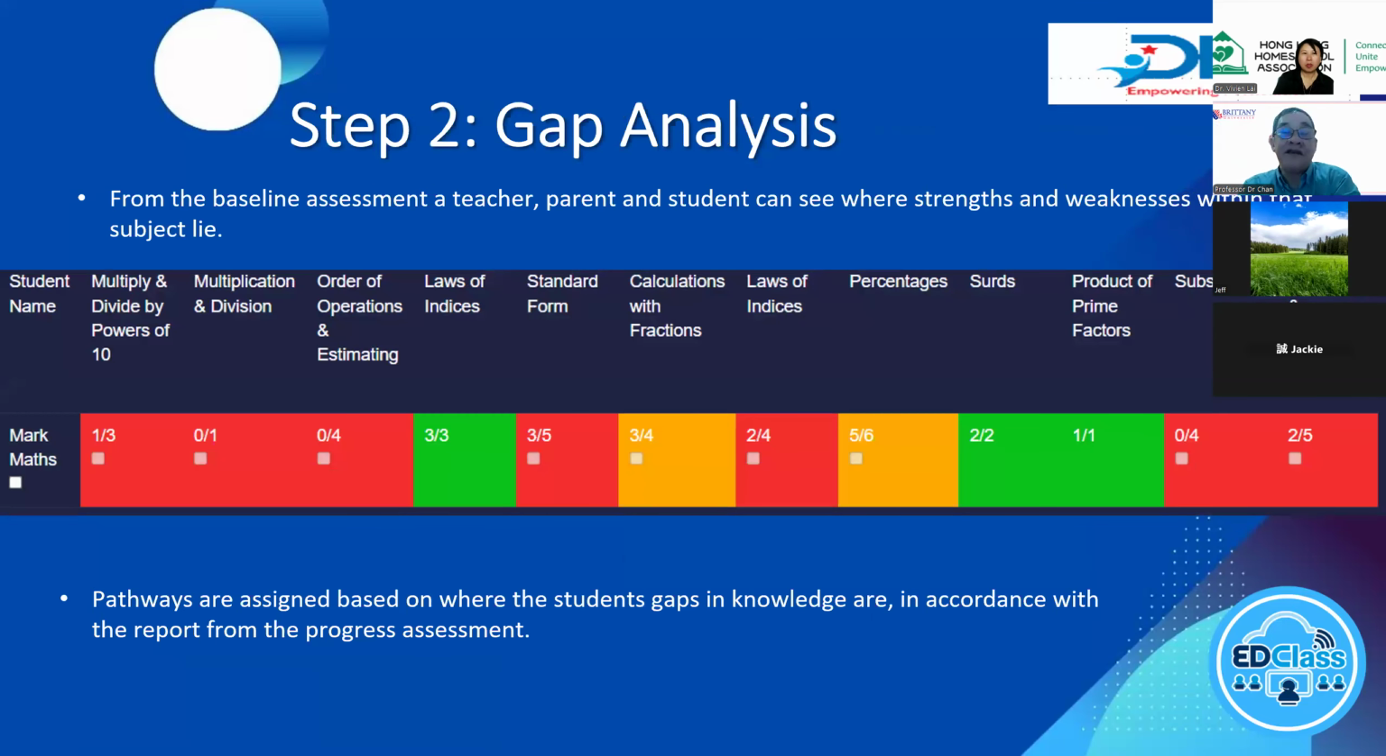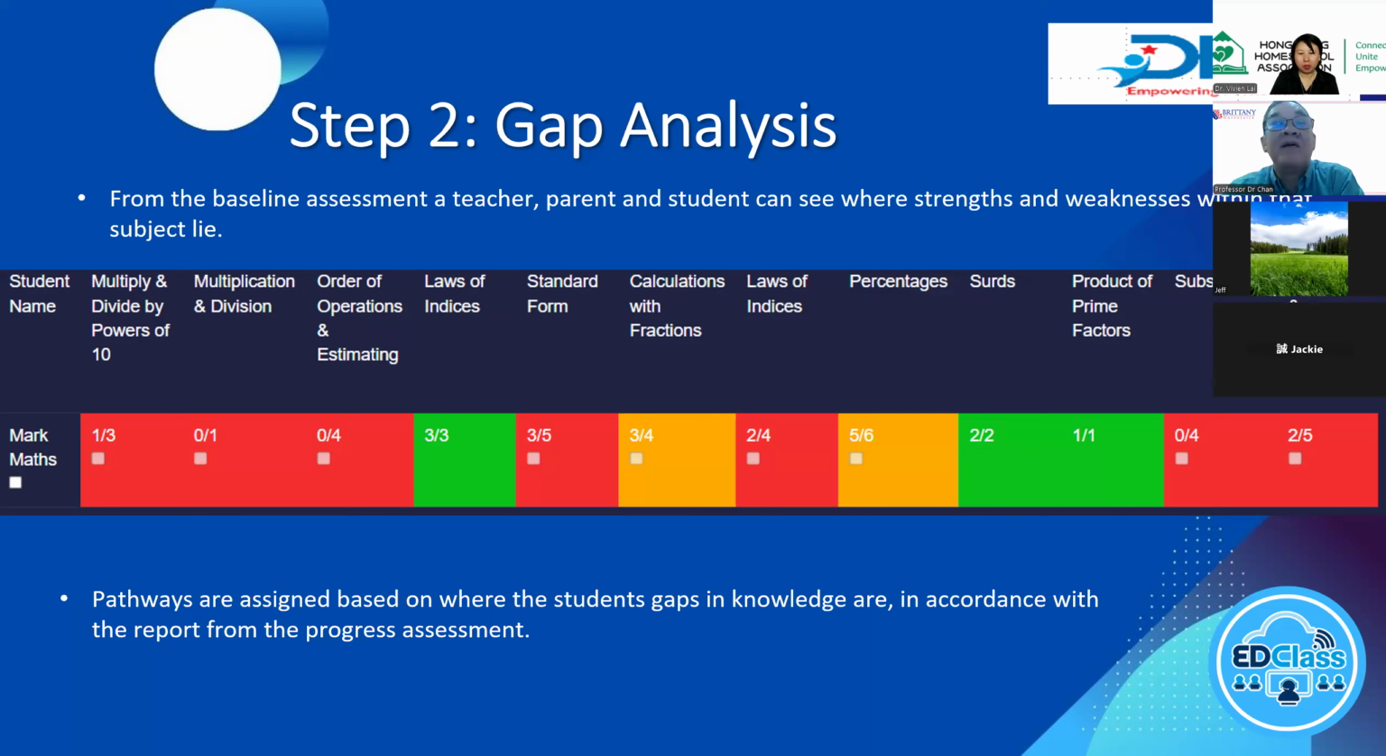Then they go into your step 2. Once they have undertaken that test, they would have what you call your gap analysis. So if you look at it, there's a student, and these are the tasks. If you take maths, for example, they might have multiply and divide with powers of 10. There'll be a number of exercises that they would do. They might score all of the 3, they score 1, for example. Multiplication, division, order of operation, estimating, law of indices.